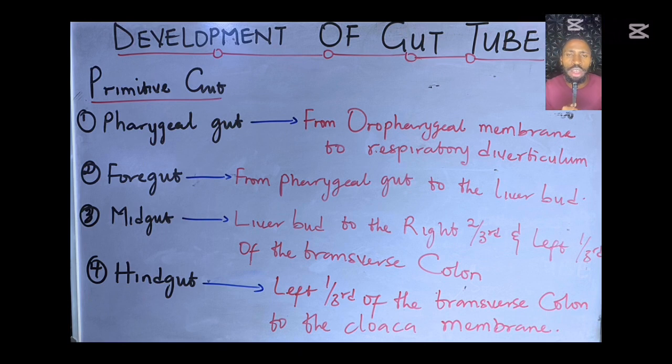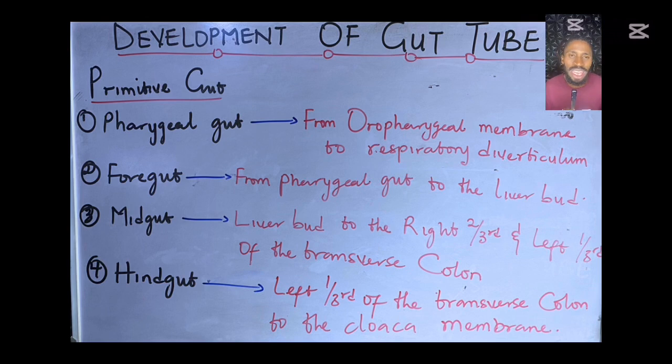So since we have stated this part, we go to the foregut. The foregut begins from a part of the pharyngeal tube to the liver bud. The liver bud or the liver outgrowth becomes the liver later. So that is the foregut. The pharyngeal tube, which is the primitive pharynx, ends in the respiratory diverticulum that forms the lung bud and the respiratory structure. While the foregut begins from a part of that pharyngeal tube down to the liver bud, which is an outgrowth that forms the liver.